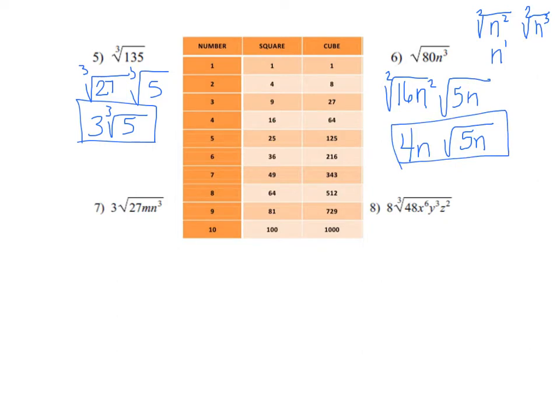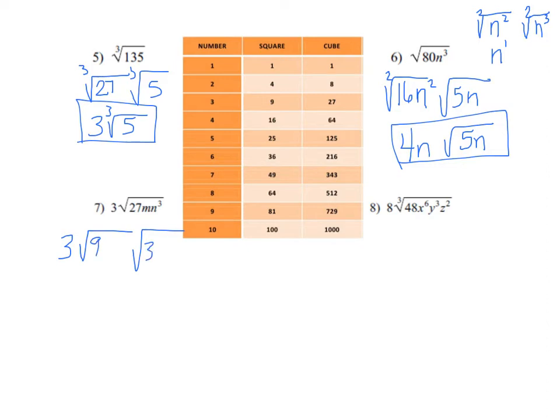Okay, let's try again. On number 7 here, I have this coefficient that's out in front. I just leave it out there and kind of ignore it until the end. And I'm going to break the 27mn cubed into what's going to come out nice and what's not. Since we're square rooting, I'm looking at my perfect squares to see what goes into 27. And that would be a 9 times 3.